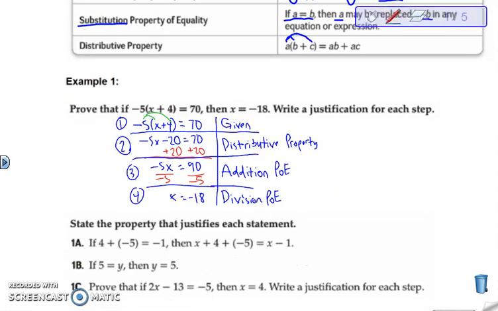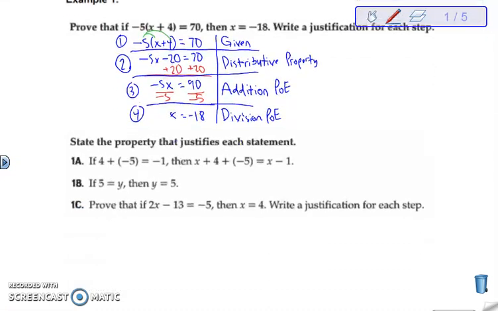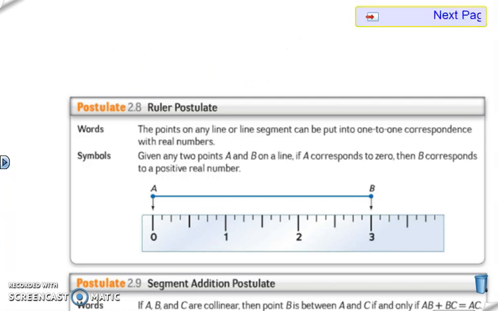You're always going to have your statements on the left, and you're going to have your properties on the right. Those are your reasons. So for the next 3 examples, just look at the chart on the front page and try to match up the property being used to make each of those sentences true. And then for C, write out an algebraic proof similar to what we just did.